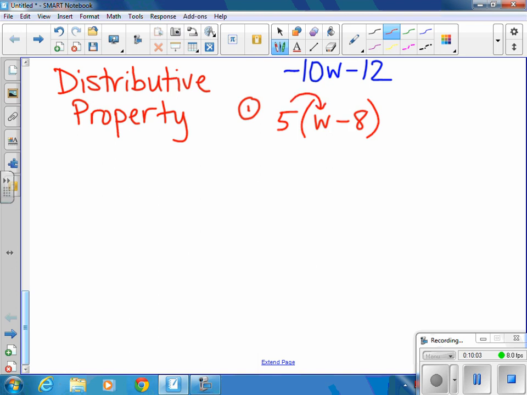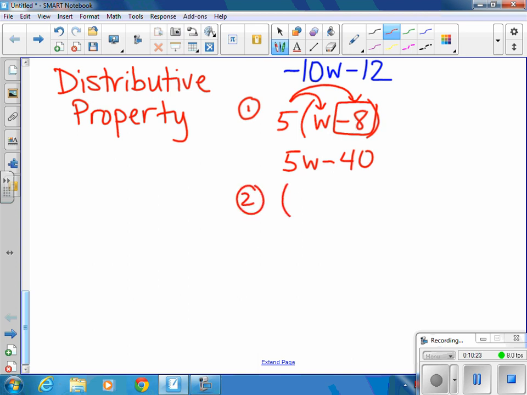So 5 times w makes 5w. This is a negative 8. So when you go to do 5 times 8, it's really not 5 times 8, it's 5 times negative 8. And 5 times negative 8 makes a negative 40. Just because there's a subtraction sign in your parentheses does not automatically mean you're going to have a subtraction sign in your answer. So do watch out for your signs.